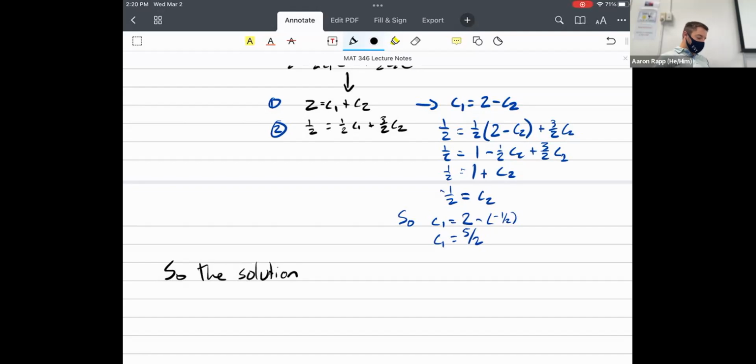So the solution to the initial value problem is y is equal to 5/2 e to the 1/2 times x, but then minus, because it's a negative, 1/2 e to the 3/2 times x.